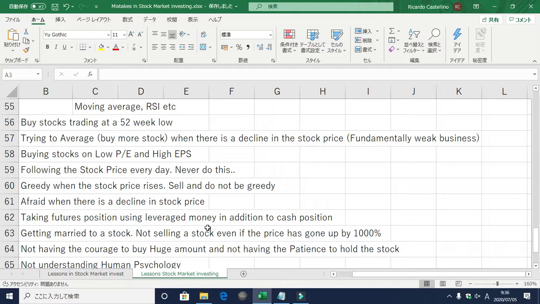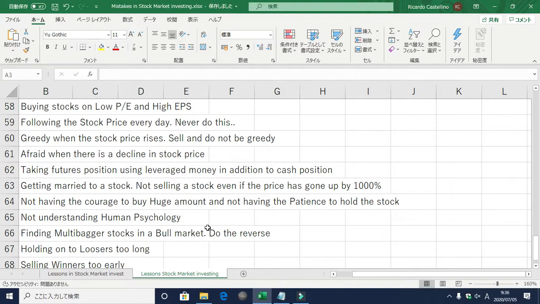Now, investors are greedy when the stock price rises. So don't be greedy. In fact, on the contrary, when a stock gets overvalued, sell and do not be greedy. Another mistake is investors are afraid when there is a decline in the stock price, so they panic. Taking futures positions using leverage money in addition to cash position is a bad idea.